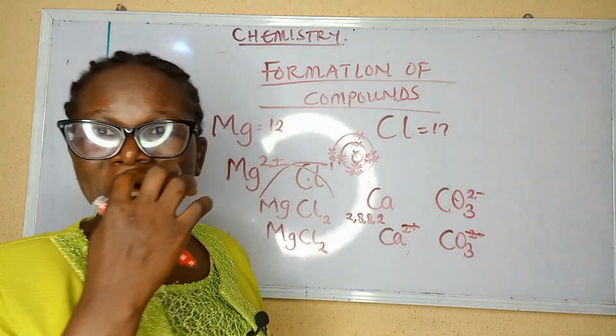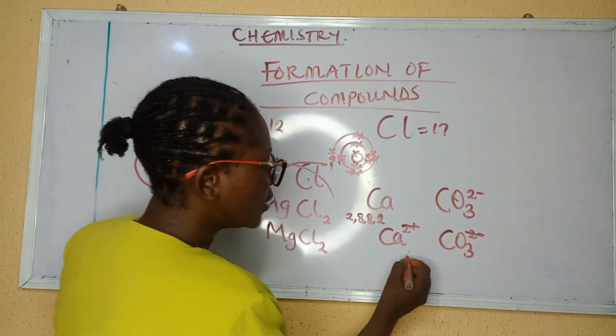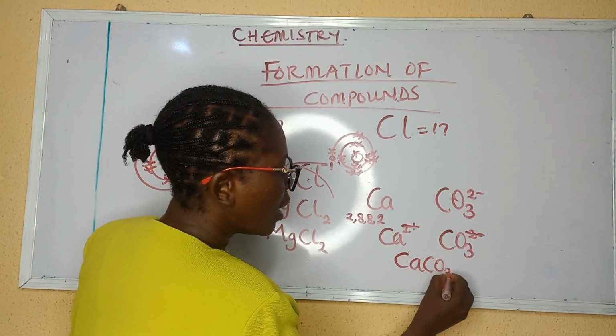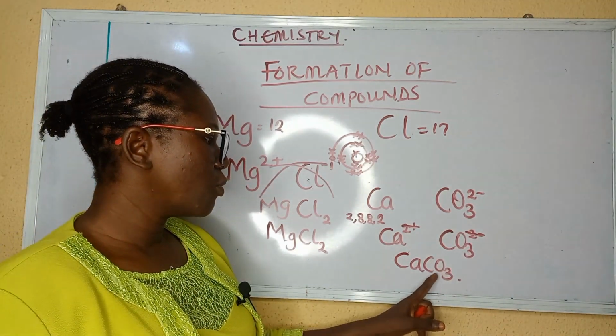So there are different ways. If you have different numbers, you exchange their valencies. If they are the same, you cancel them out. So this is the compound formed, calcium trioxocarbonate 4.